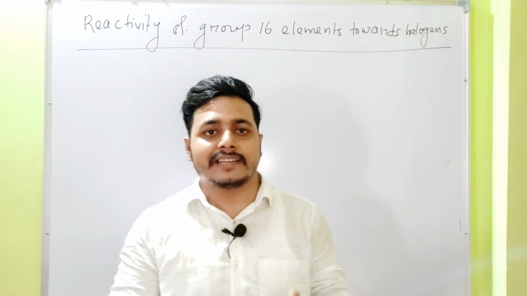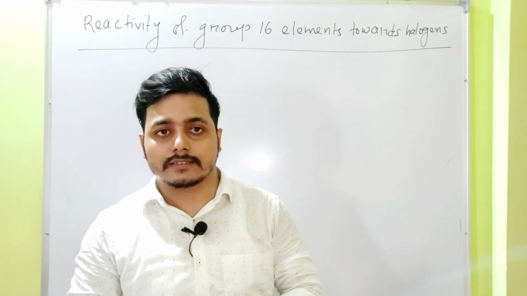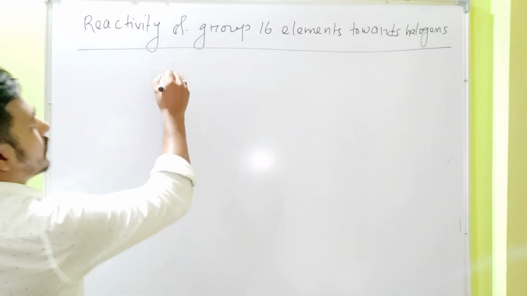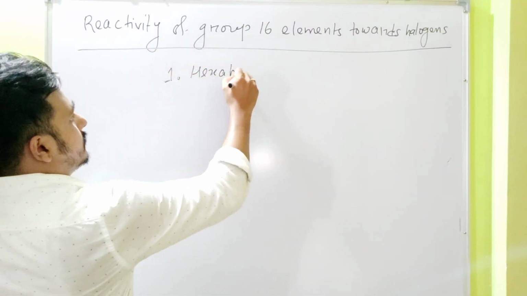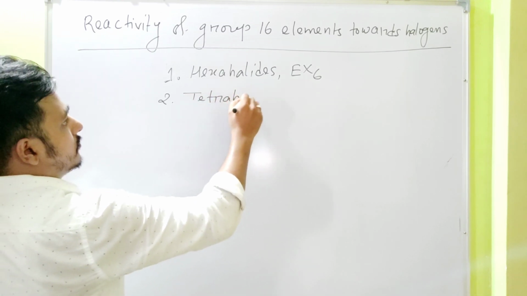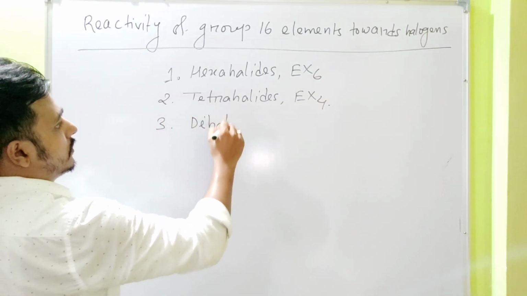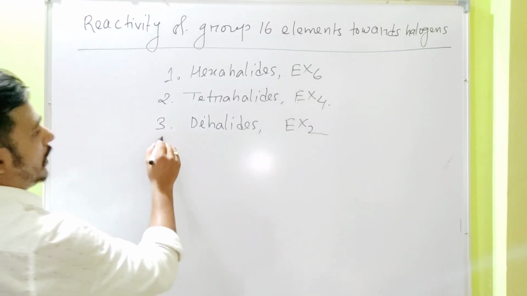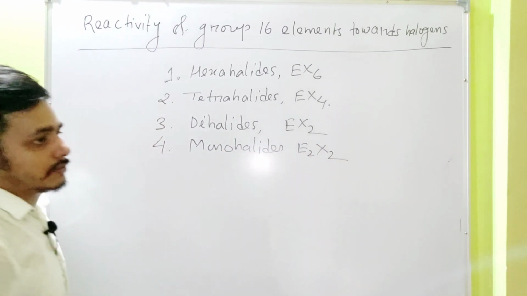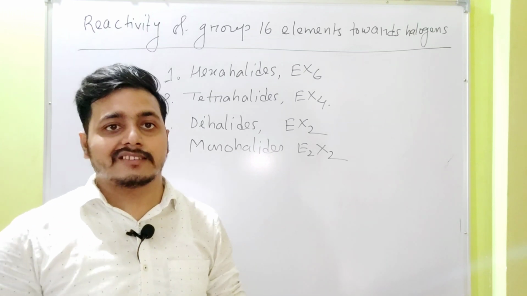Hello everyone, in this video I am going to discuss the reactivity of group 16 elements towards halogens. Group 16 elements form different kinds of halides with halogens. These are: number 1, hexahalides, EX6; number 2, tetrahalides, EX4; number 3, dihalides, EX2; number 4, monohalides, E2X2. I will discuss all these halides one by one. First, I would like to discuss hexahalides.